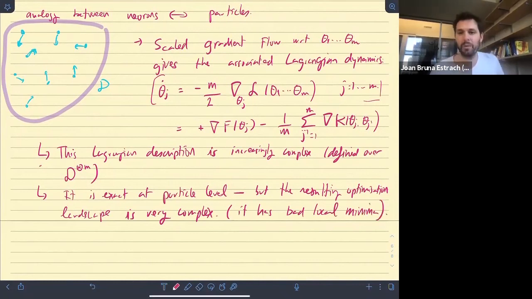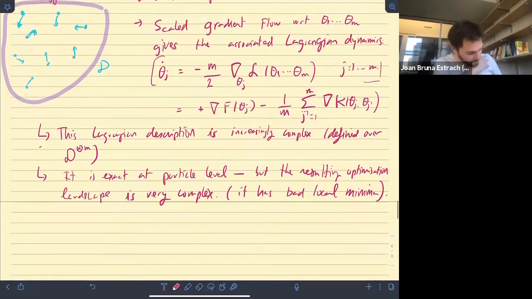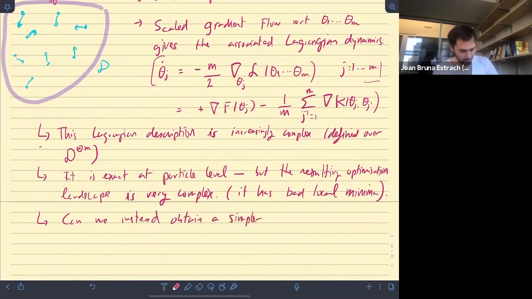So basically here we are going for a description that is completely deterministic. And so the question that we are asking is: is there an alternative? Can we instead obtain a simpler description, and here the keyword is the collective behavior?